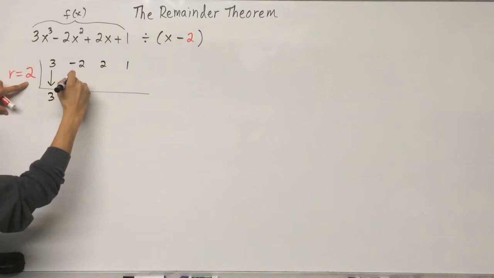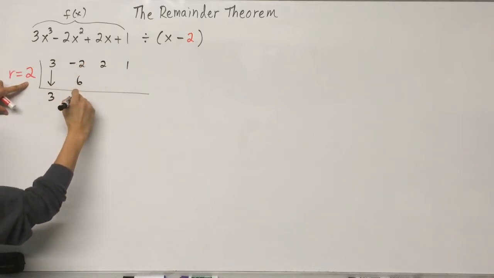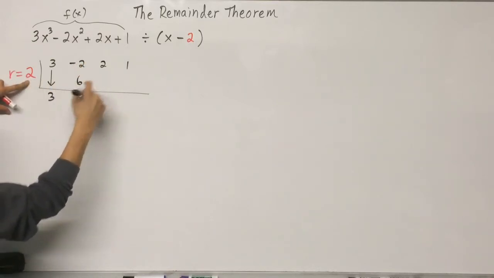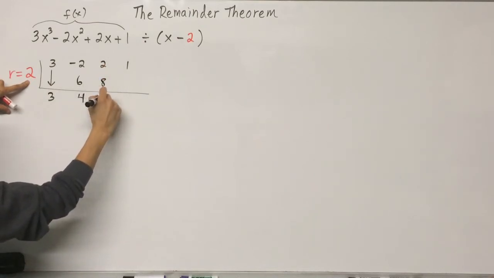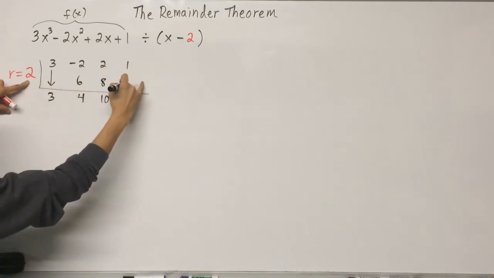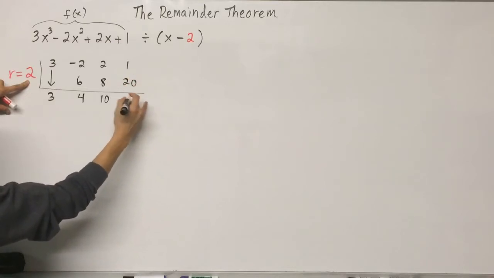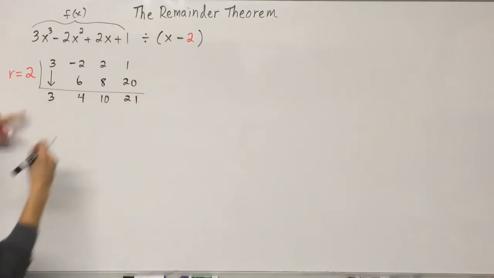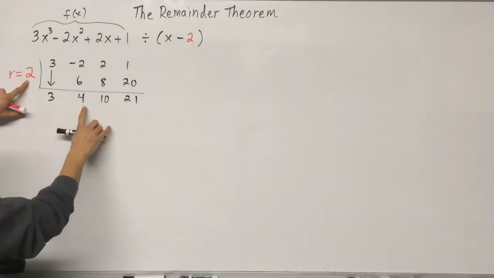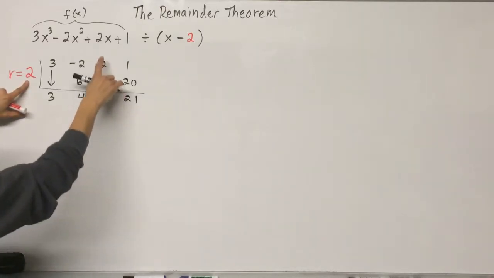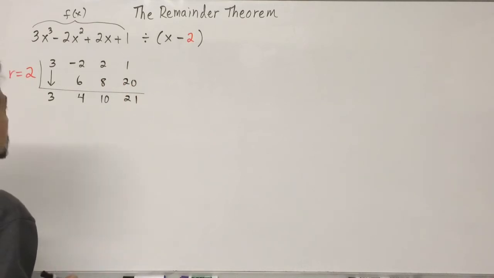All right, and then we're going to perform the synthetic division. So multiply diagonally, add vertically. Okay, 2 times 4 is 8. 10, multiply diagonally, I get 20. And then I get a 21. Okay. So double check those numbers. All right, looks good.